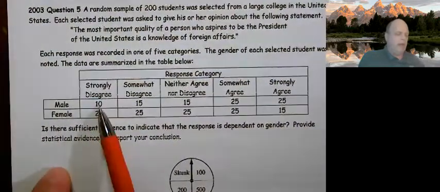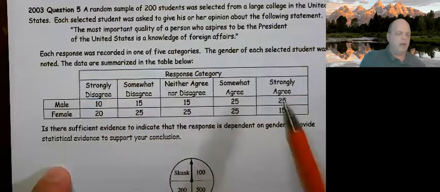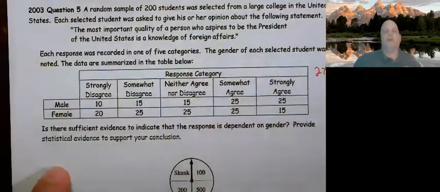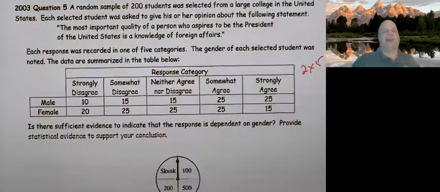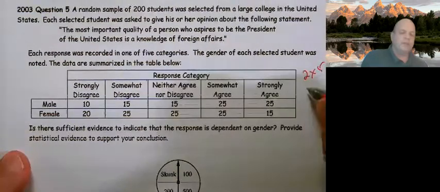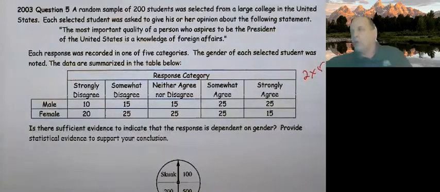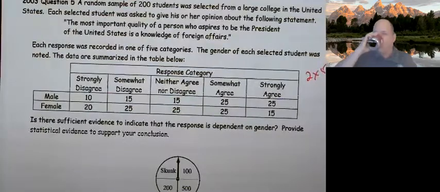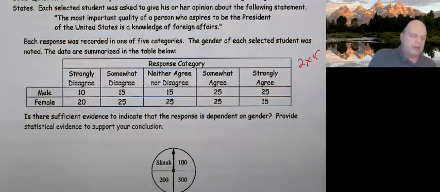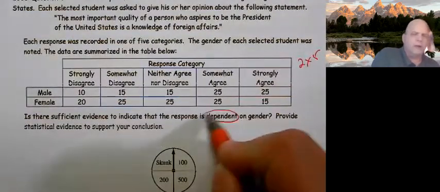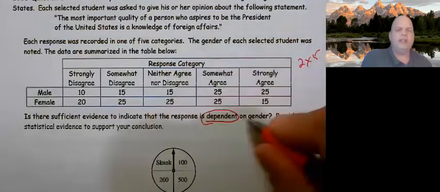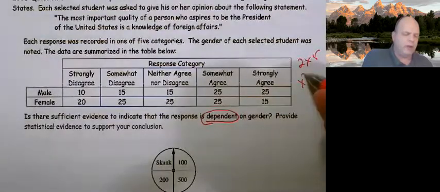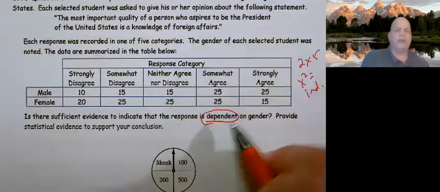And then once again, I have 2 rows and 1, 2, 3, 4, 5 columns. So this is a 2x5 matrix. So guess what? If I have to run a statistical test, I can't do it with anything but a chi-squared because I have multiple rows and multiple columns, or multiple categories, 2 categories and 5 categories. Can't do it. So here we go. Is there sufficient evidence to indicate the response is, oh, keyword, dependent. If I see dependent, this is going to be a chi-squared independence because there's one of those key words.